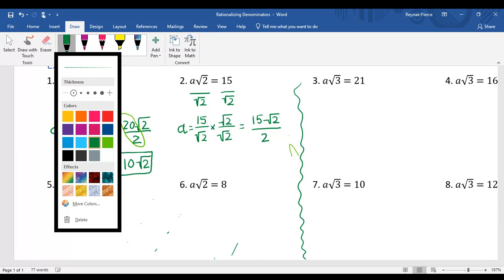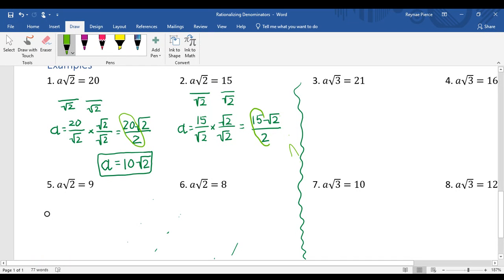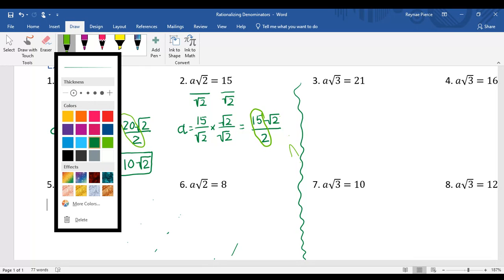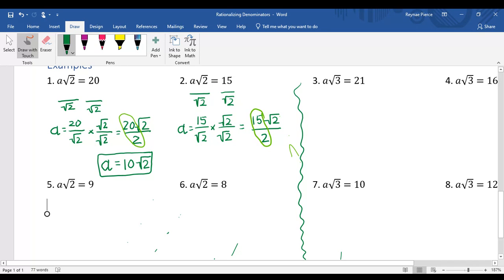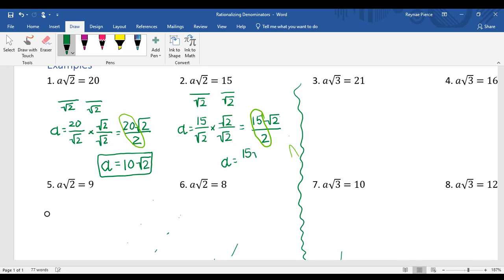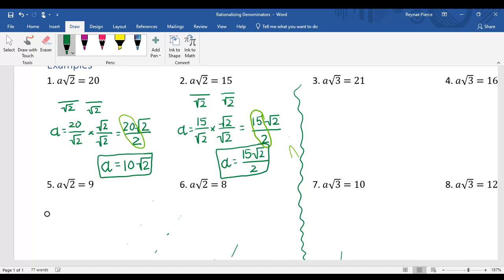The last thing you need to check: 15 over 2. Does that simplify to a whole number? This one does not, and so our final answer is actually going to just be that fraction with the radical in the numerator instead of the denominator. So if it simplifies to a whole number, write it as such, but if it does not simplify, it'll look like this.